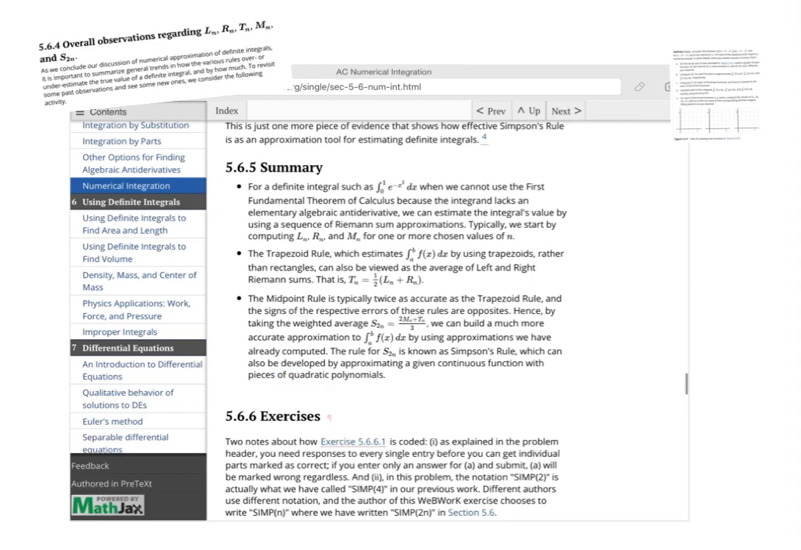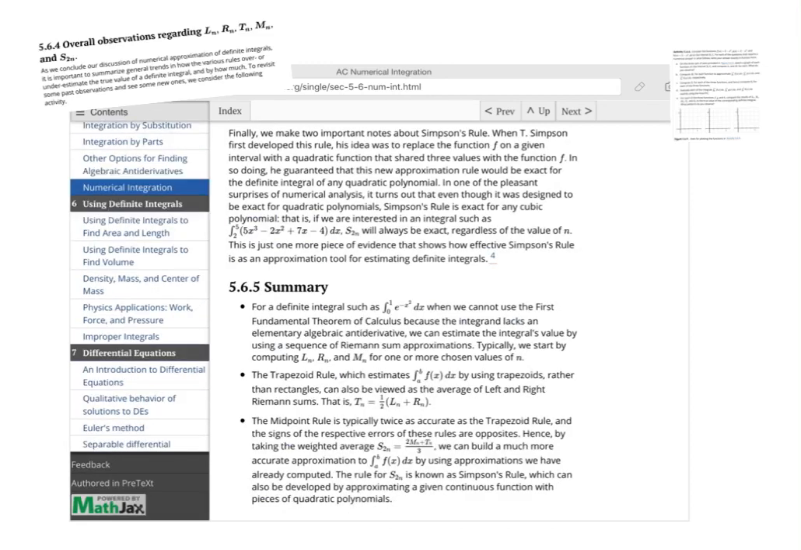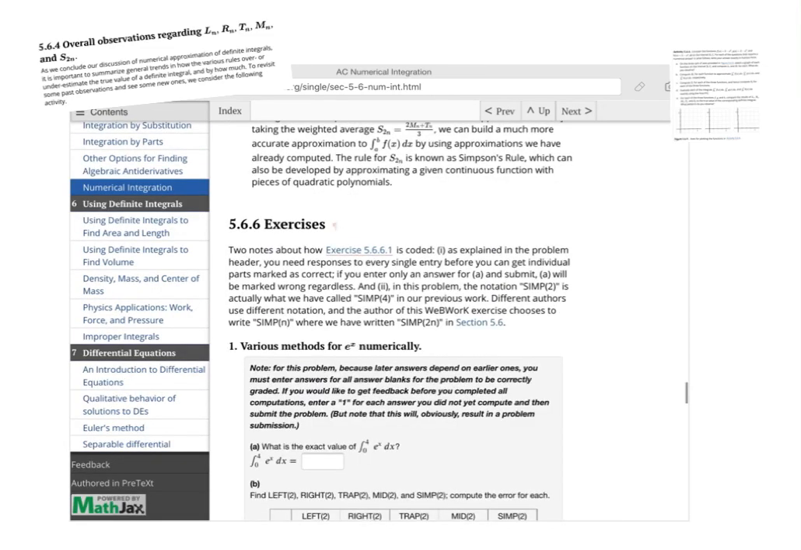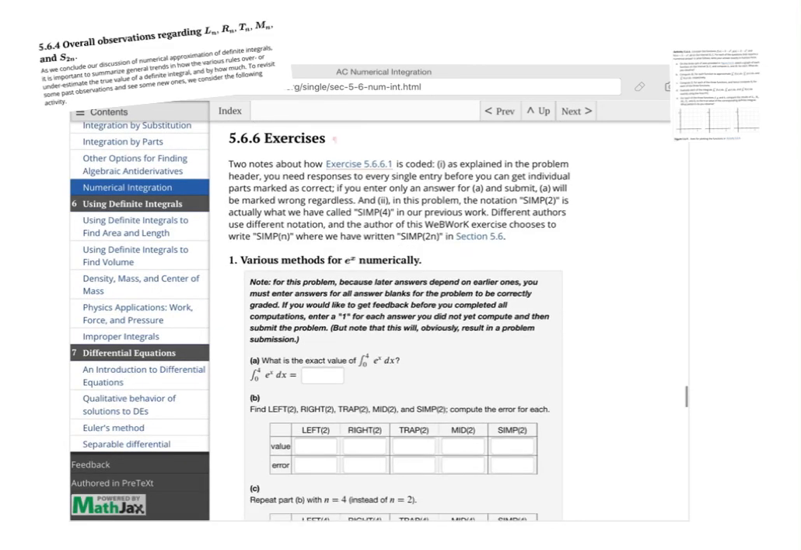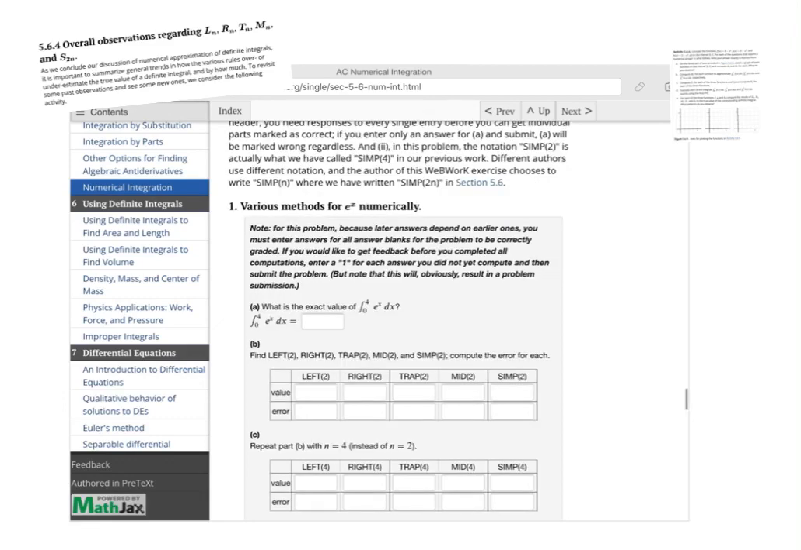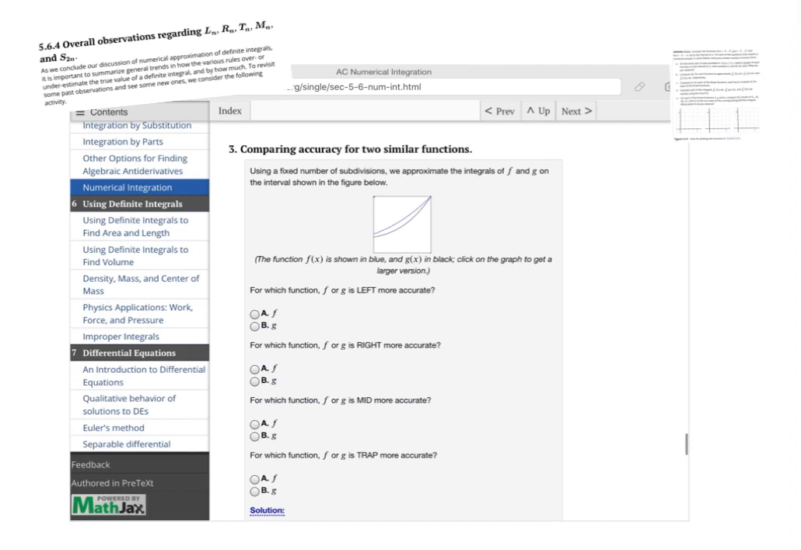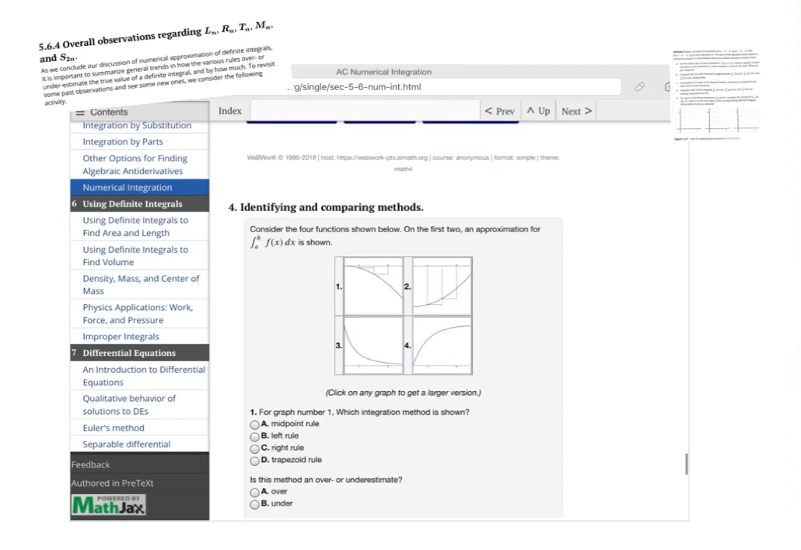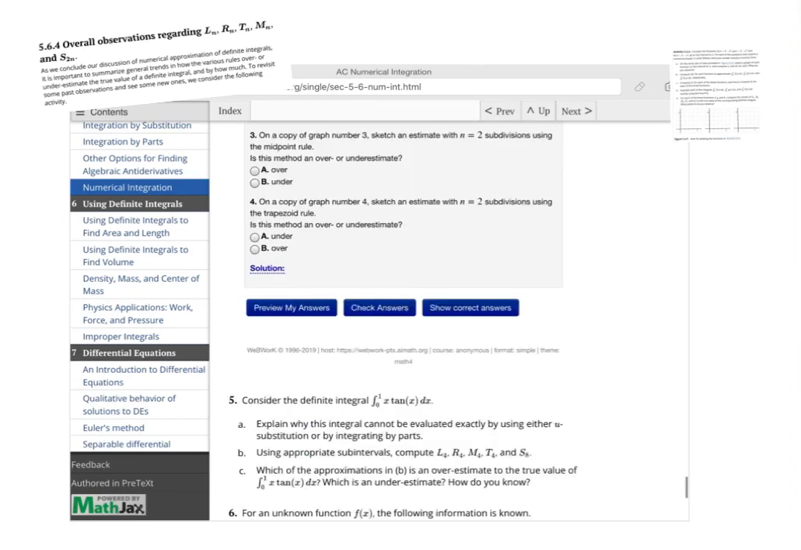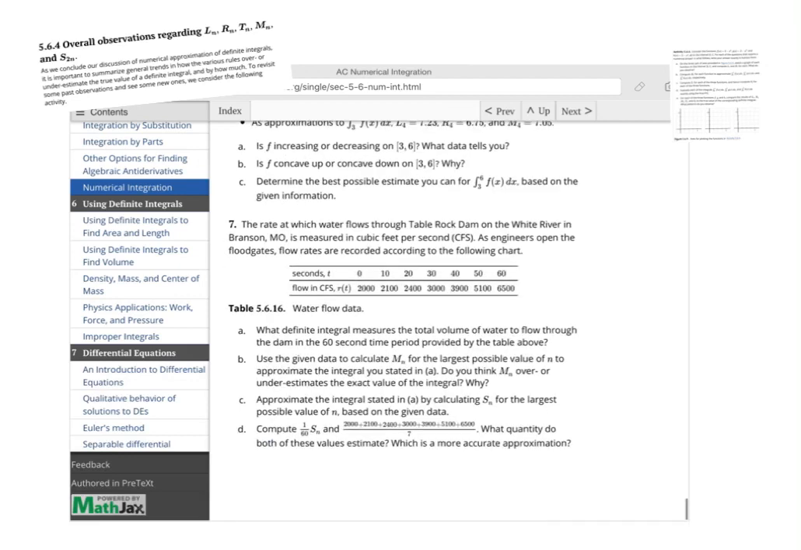So here are the exercises for this section. Go ahead, give them a try. I will write on Canvas which specific ones I want you to work on. But that's it for numerical integration. I hope these videos have been helpful, and I will see you in the Zoom.